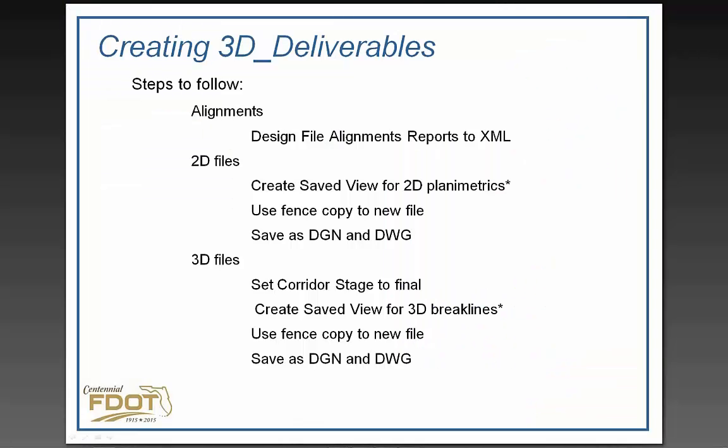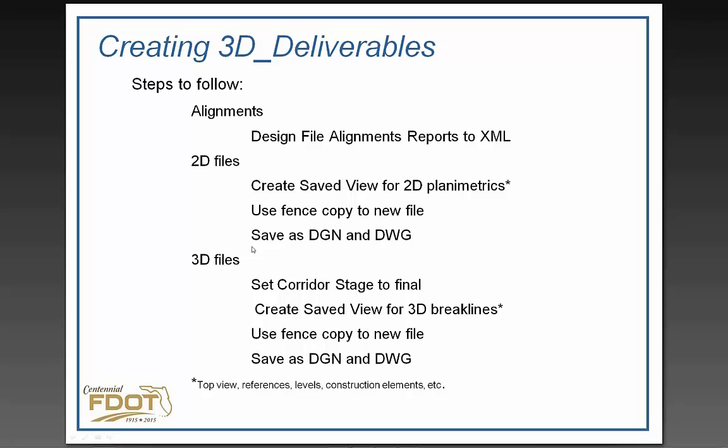Okay. So the next thing will be to create the 2D files. All right. And what I'm showing here is, the alignments were pretty simple. Creating the 2D files, it's really just a matter of what I'm saying here, create a save view, and I think I have one more bullet point here. So there's an asterisk here. Basically, you're going to try to create a save view with certain references off, levels off, construction elements off, basically preparing it such that only the 2D planimetrics that you want to show as a proposed plan would be present and viewable, and then create a save view for it.